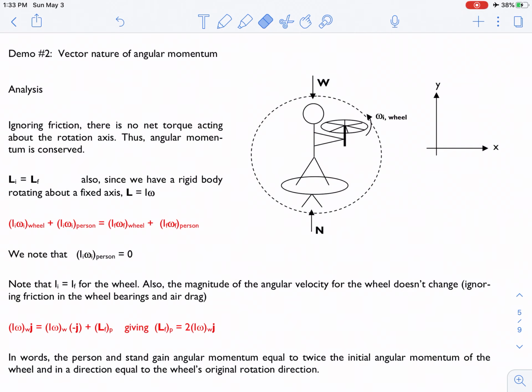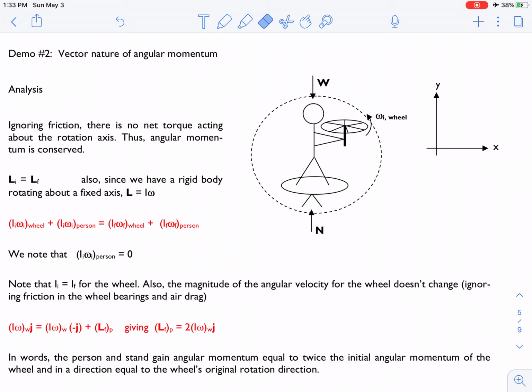Okay, so for demonstration number 2, we have the same person on the same rotating stool, but in addition to the system, we are adding this wheel, okay? And as you can see in the figure, the person is going to hold the wheel from a kind of a shaft, and the wheel is free to rotate, okay?